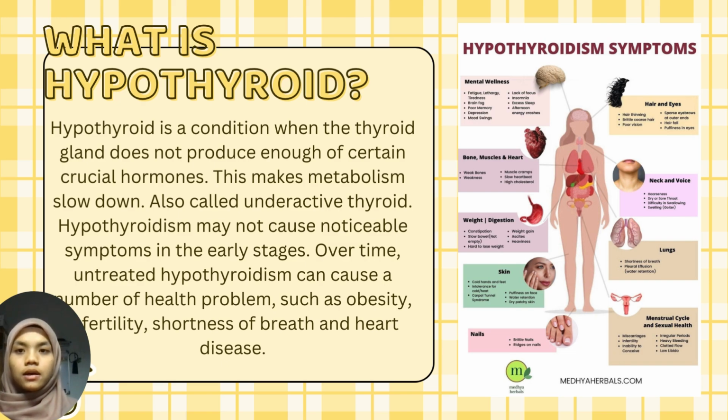Our research is focused on hypothyroid. Hypothyroid is a condition when the thyroid gland does not produce enough of certain crucial hormones. This makes metabolism slow down. Also called underactive thyroid, hypothyroidism may not cause noticeable symptoms in the early stages. Over time, untreated hypothyroidism can cause a number of health problems such as obesity, infertility, shortness of breath, and heart disease.